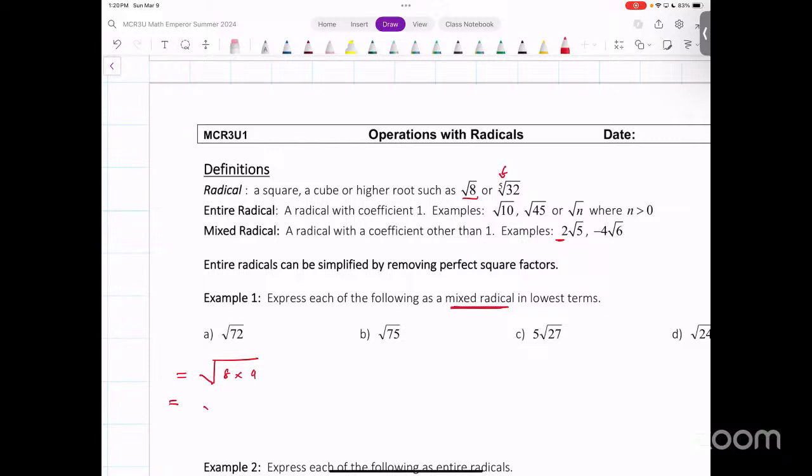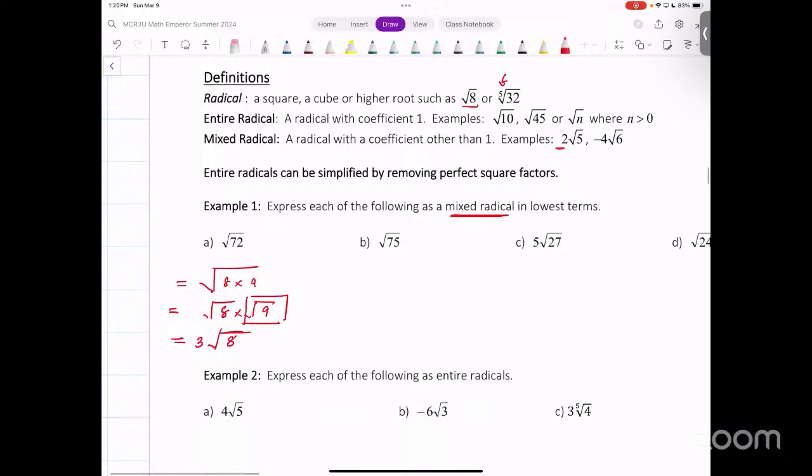We can split the radicals. Square root of 8 times square root of 9. What is square root of 9? 3. But the question for you, Kavya, can I break the square root of 8 further into two numbers such that one of them is a perfect square? So perfect squares are 1, 4, 9, 16, 25, 30. Correct. So I can break that into 4 and 2.